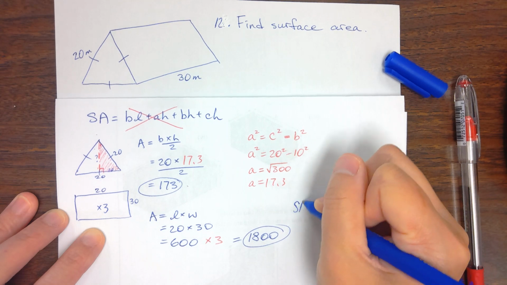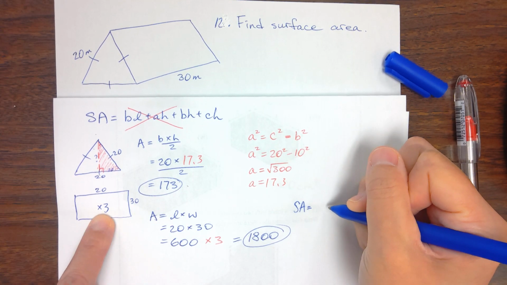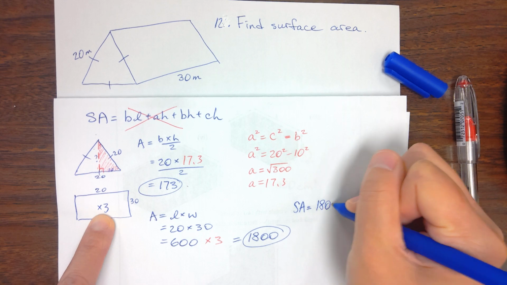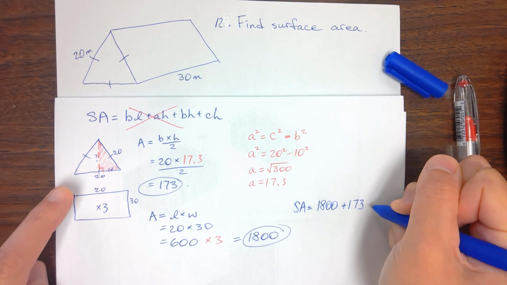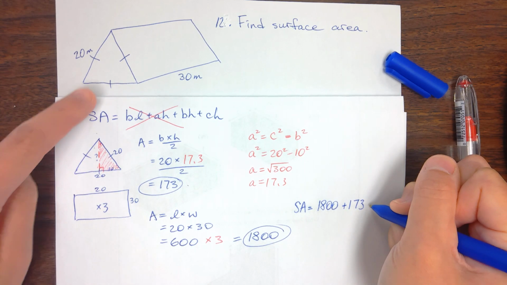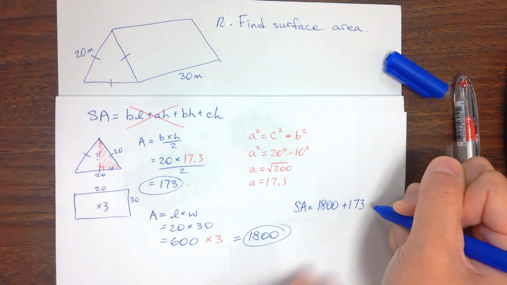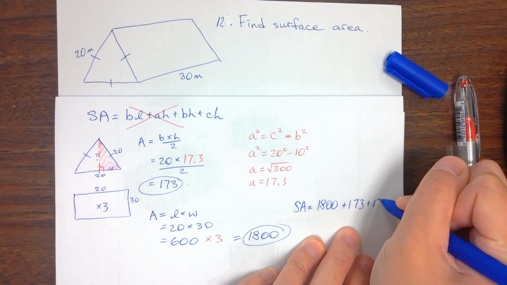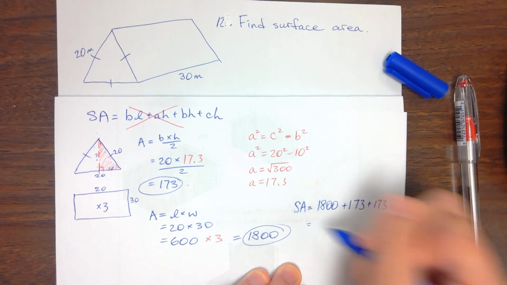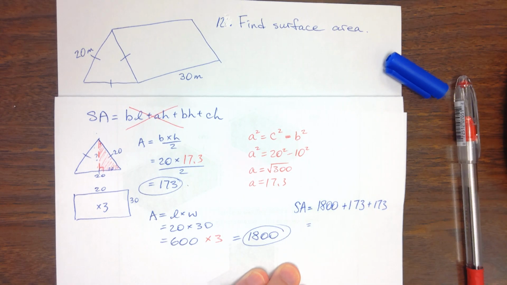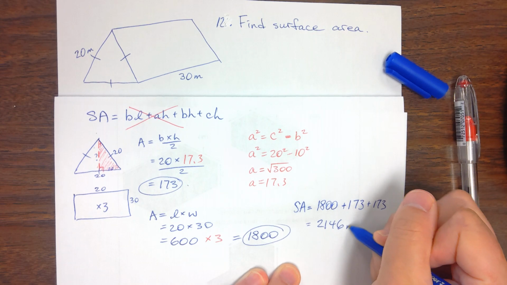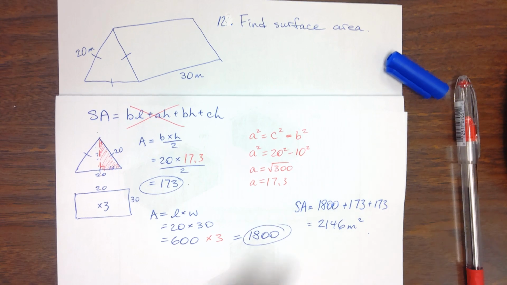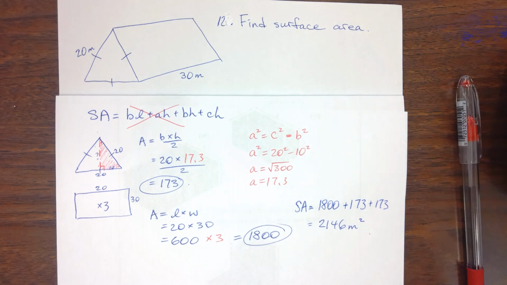So total surface area, I have the 3 rectangles, which is 1,800, plus the triangle, which is 173. But as Lexi pointed out, don't forget you have the front and the back triangle. So you do have to add on the other 173 or times it by 2. And then you get plus 173 plus another 173, 2,146 meter square.